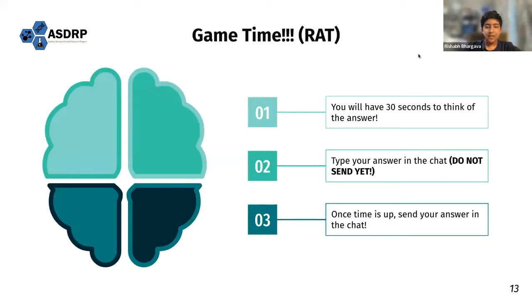Okay, so next we're going to be covering the RAT test. Essentially in this test, as I mentioned earlier, you're given 3 words and you have to look for one word that's common between those 3 words. And it can go before or after the word.